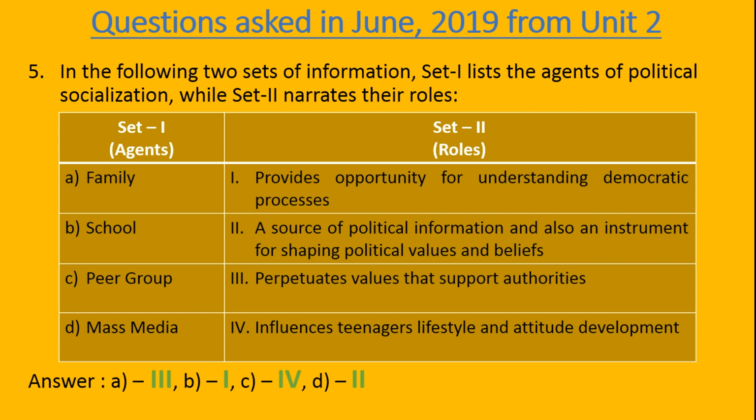In this question, you have to match the roles with agent. In set 2, the first role is given as provides opportunity for understanding democratic processes. School is the place where we can find democratic process, means in schools equality, respect, trust, these words are mainly noticeable, isn't it? Second role is saying that a source of political information and also an instrument for shaping political values and beliefs.